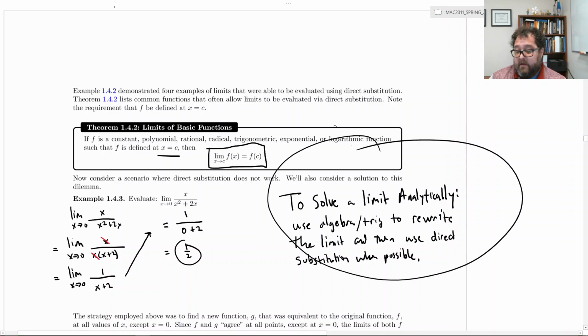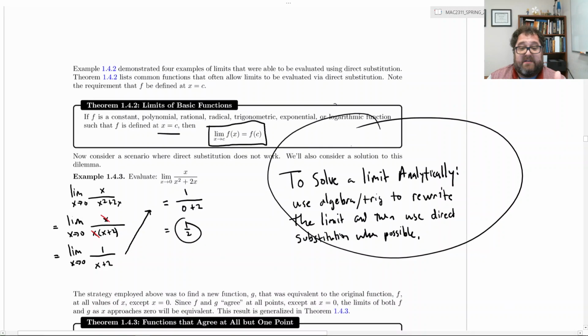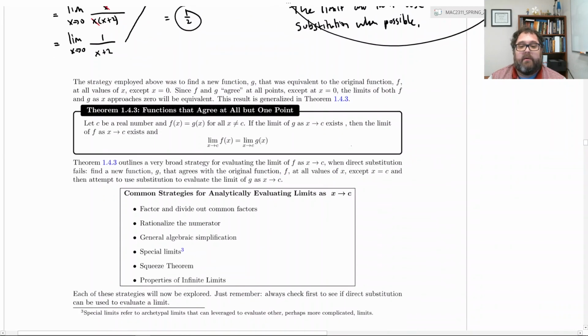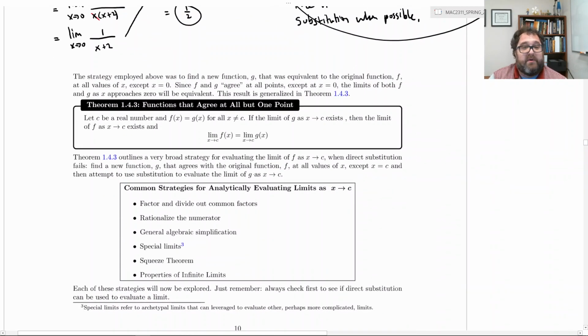Now we're going to have a bunch of different types of techniques to use. And here's the most common ones. Factor and divide. That's what we did above. We factored and divided. That was the example of our first method. We'll have several examples in the next video. We're going to have this other method called rationalizing the numerator. Okay, you might have done something like that before, rationalizing the numerator.